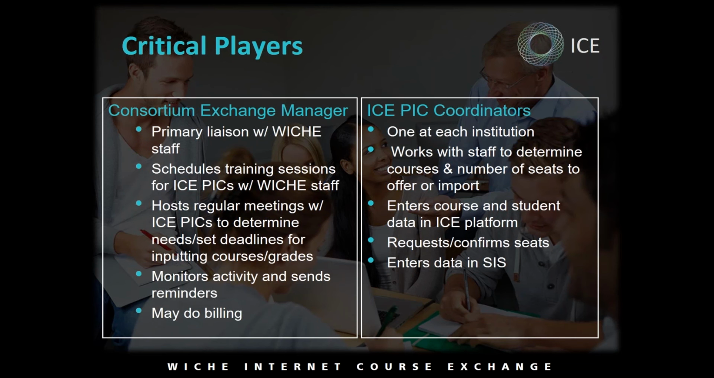Then there's an ICEPIC coordinator at each campus, and this individual works with the staff to determine what courses and how many seats in those courses they want to offer. I think what works really well is if institutions can do some initial brainstorming about what courses they want to make available to other institutions, and then create that inventory of courses in the system. And then once they do that, they're just really on a term-by-term basis determining how many seats to make available. So it's getting all the data entry over in the beginning, and then making the continuous upkeep of the number of seats available for exporting or importing, simplified.